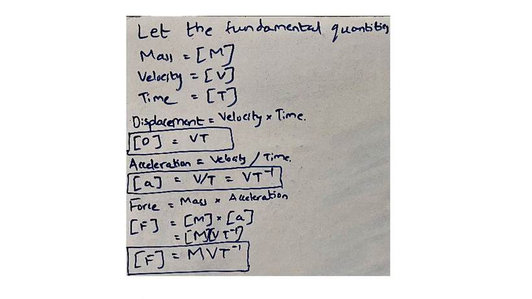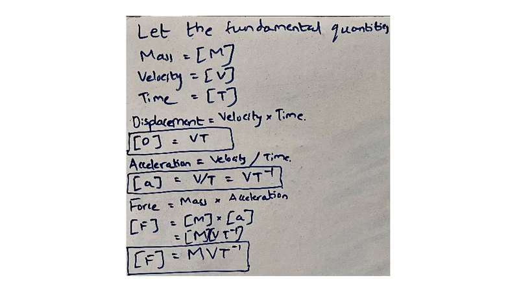So the dimension of force in this alternate case, where we are considering mass, velocity, and time as the fundamental quantities, fundamental dimensions, we get that the dimension of force is m raised to 1, v raised to 1, and t raised to minus 1. This is slightly different from what we get from considering mass, length, and time as the fundamental quantities.